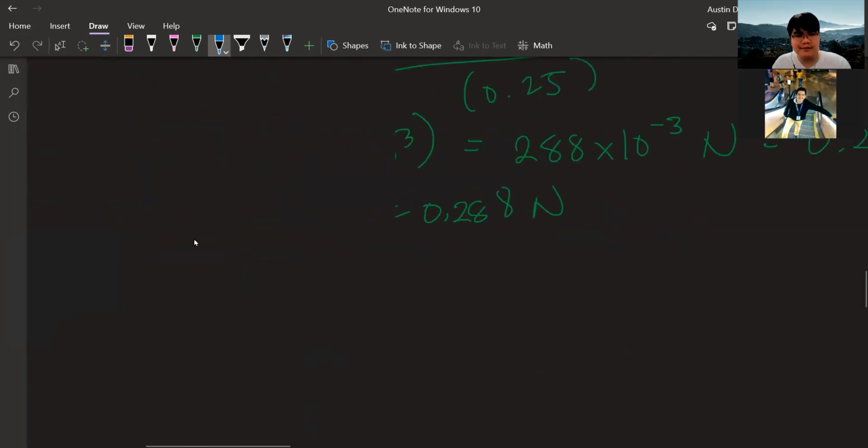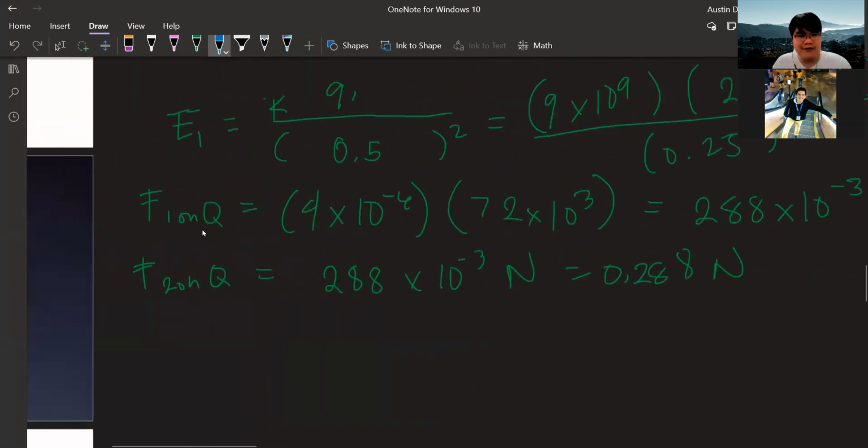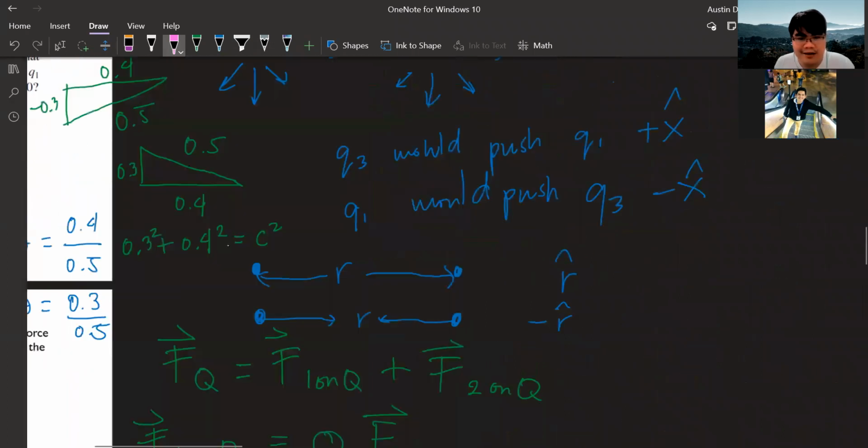Okay? So now let's go back to our problem. So we have F1 on Q. And F1 on Q is this guy. Ito naka-point downward, diagonally downward. Okay? And ito yung theta niya. So if you want to get the x part, okay, kunin mo yung x part, that would be, kukunin mo lang yung F1 on Q cosine.